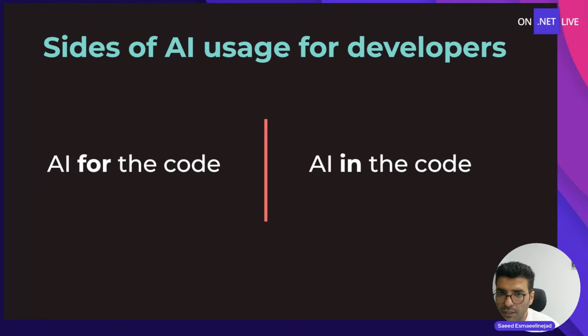So here we know that there are two big AI usages for developers. The first is AI for the code, all of the tools that we are currently using, Copilot, Claude Code, Gemini, for generating code. And then the other side is using AI itself in our code, which in this session we are going to focus on: how we are going to use it in the code to integrate AI.